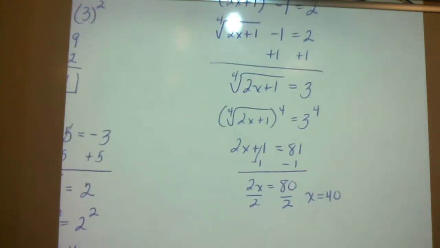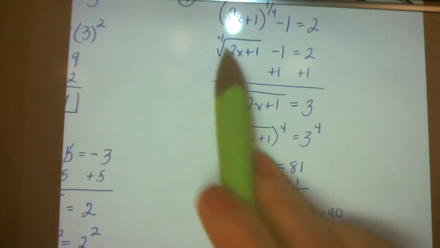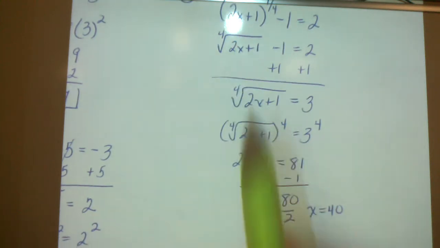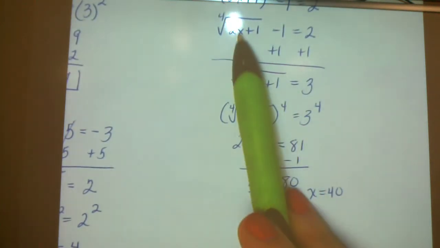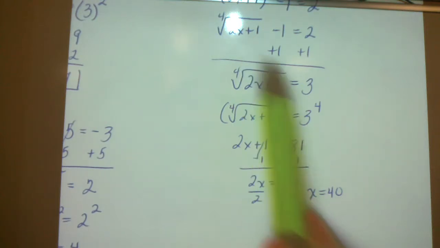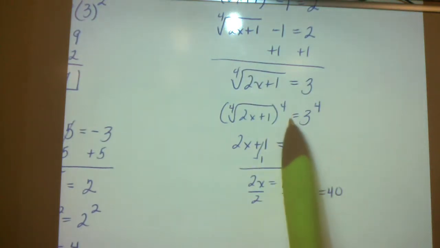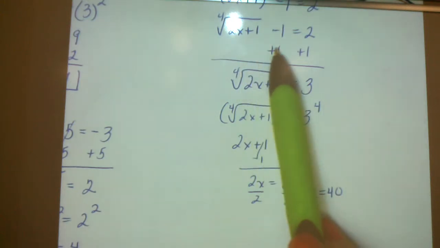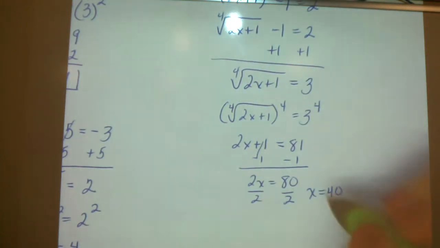So I'm going to check that. I'm not going to check it here in the original. I'm actually going to check it here in radical form. So 2 times 40 is 80. 80 plus 1 is 81. The fourth root of 81 is 3. That's this piece right here. 3 minus 1, that gives us 2. That checks.